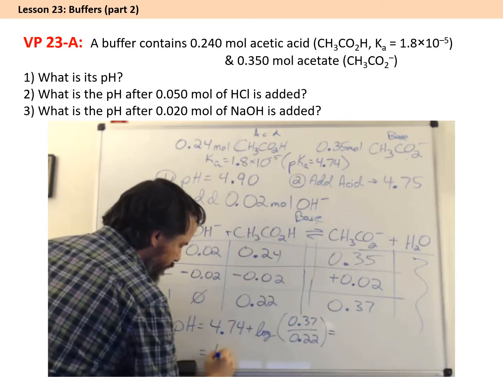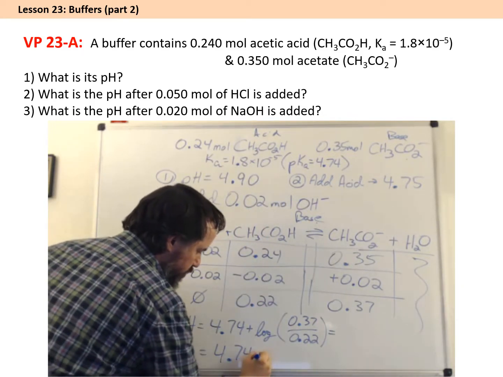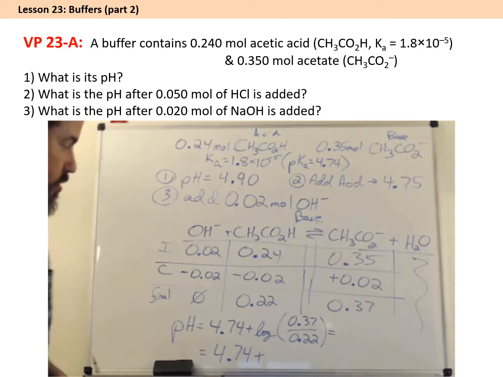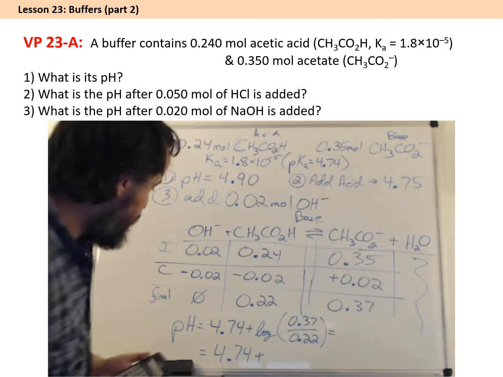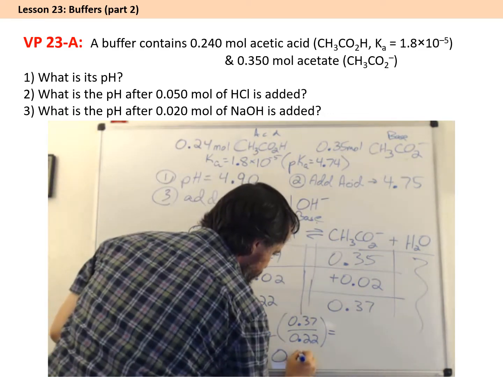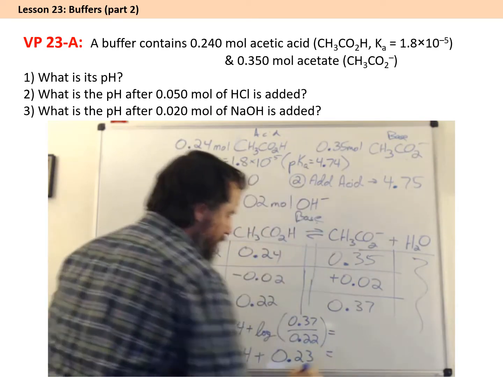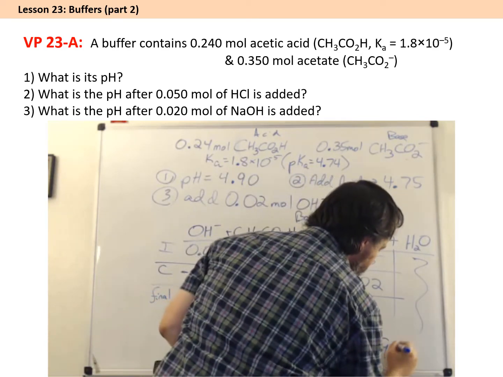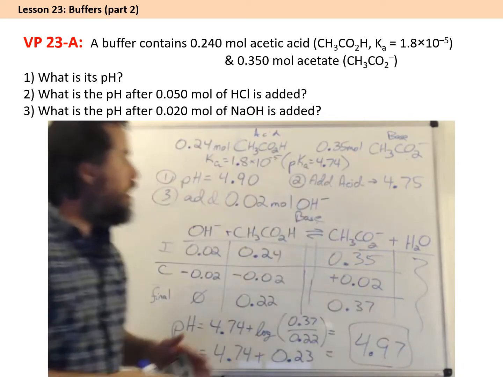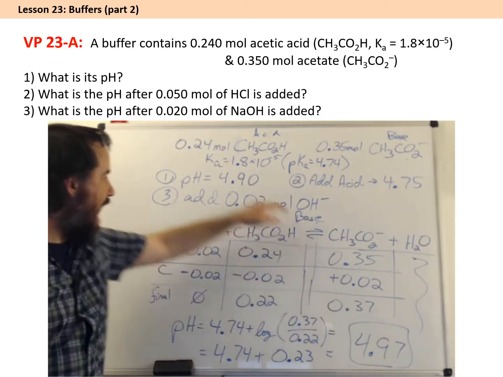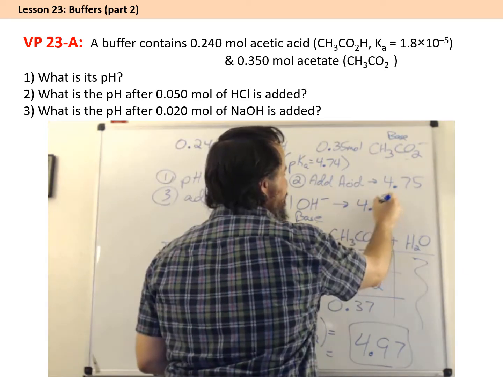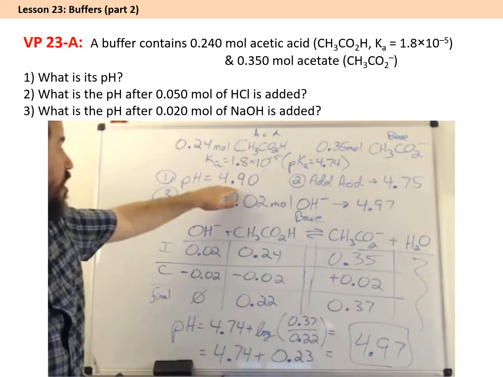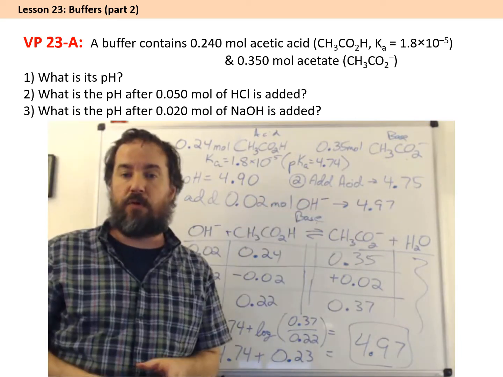That's going to get me 4.74 plus 0.23. That's going to get me 4.97. Does this make sense? I added base, so it makes sense that my pH actually increases. Okay, it would start off at 4.9, then it went to 4.97.